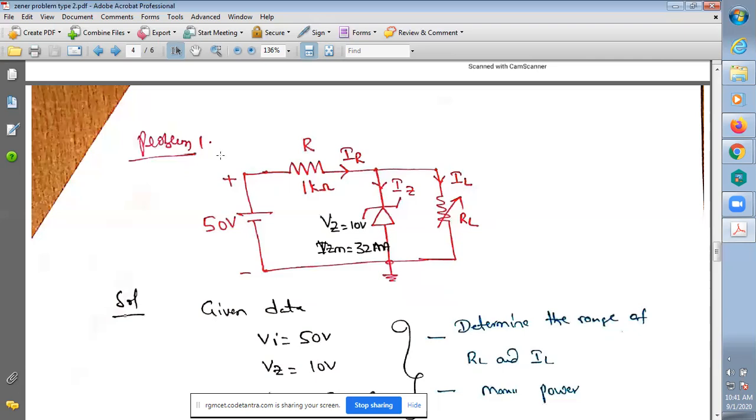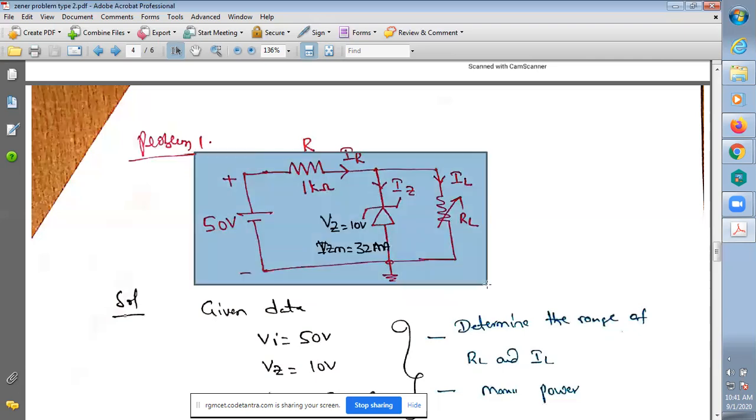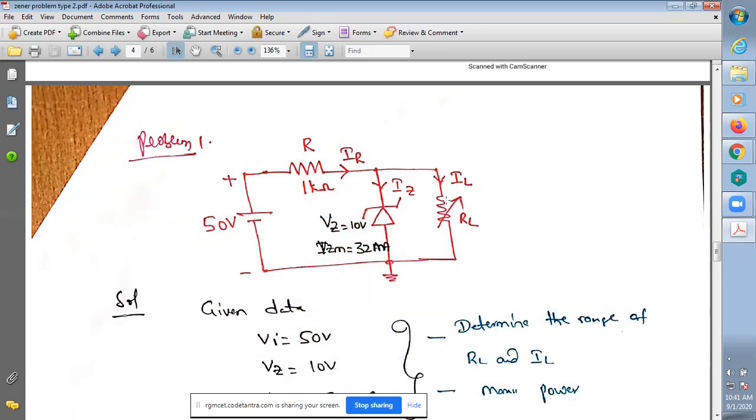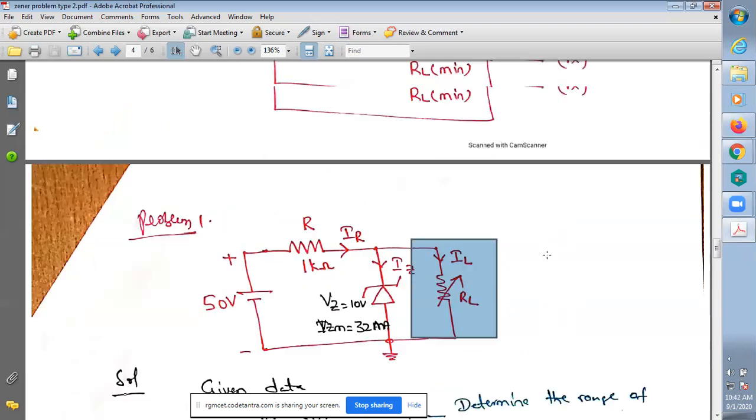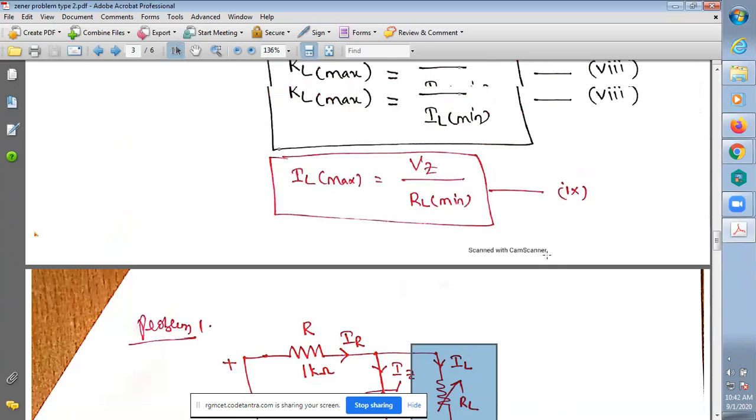Okay, here in type 2, remember the circuit configuration. This is the circuit configuration. This is the input Vi, which is always fixed. This is the Zener diode, and the only other thing is RL. Here the RL is variable. Once the load is variable, we have to find the minimum load and maximum load, minimum current and maximum current. For all four cases, the Zener diode must be in on state. That means it will act as a voltage regulator, right? So this is about type 2 Zener diode problems.